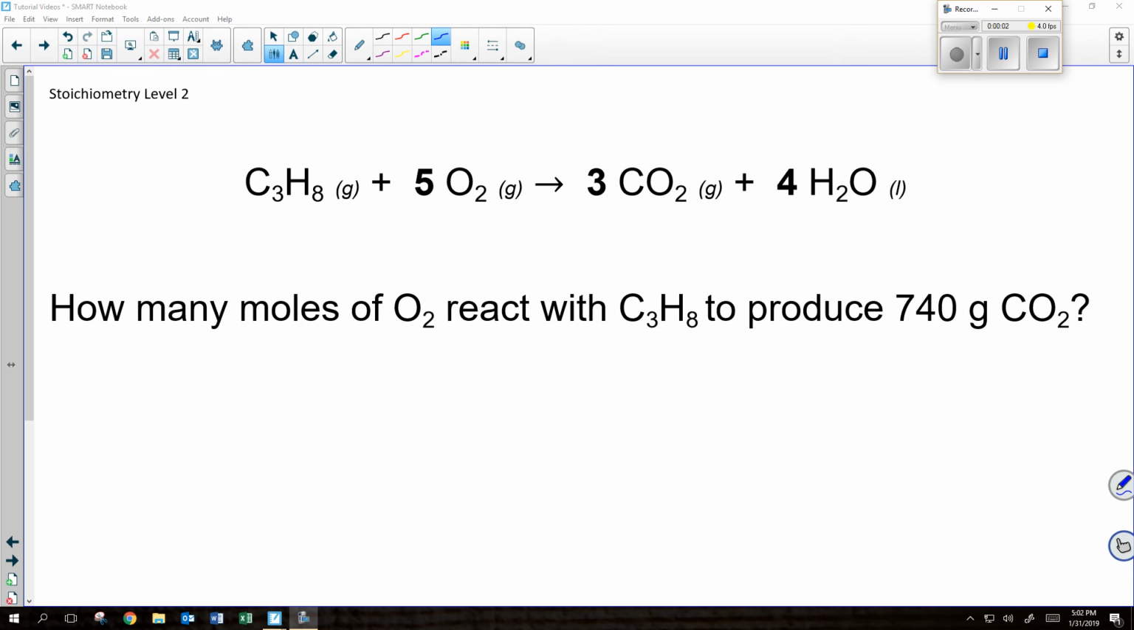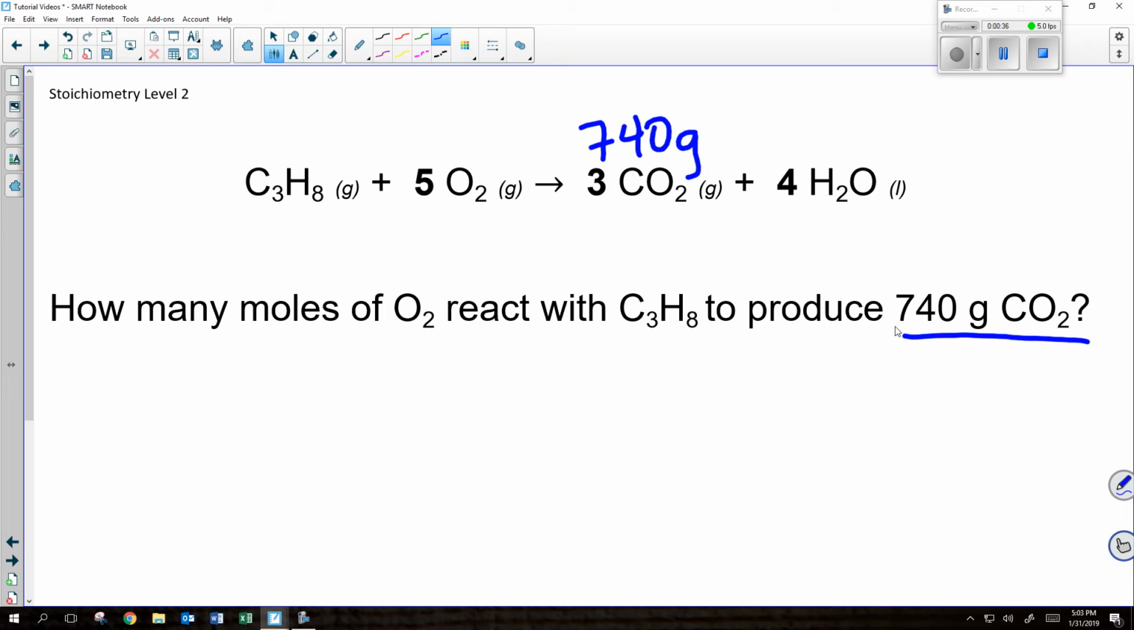I'm going to be working a stoichiometry level 2 question where we are converting from grams of one substance to moles of another substance. We already have our balanced chemical equation, so our question says, how many moles of O2 react with C3H8 to produce 740 grams of CO2? I want to start by writing my given, which is 740 grams of CO2, above my CO2 in my balanced chemical equation.